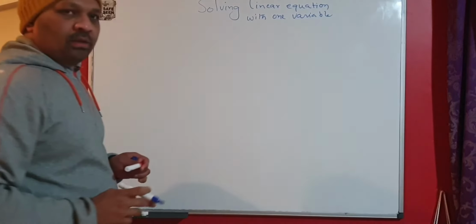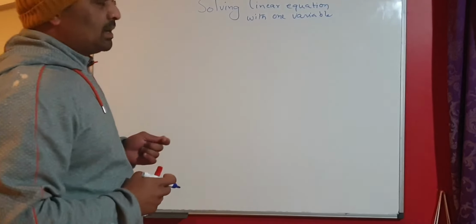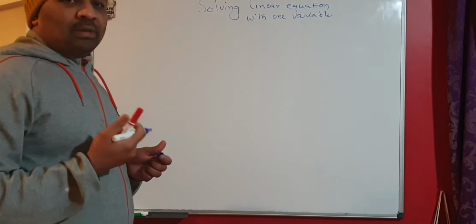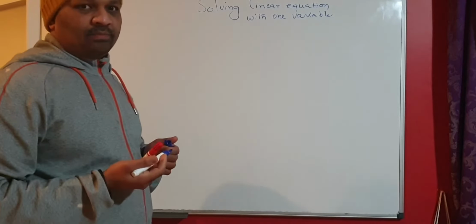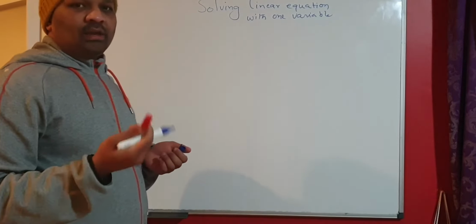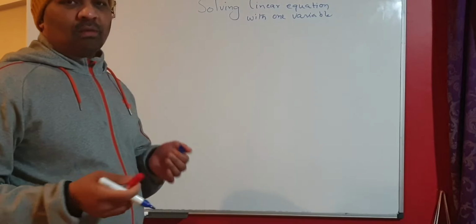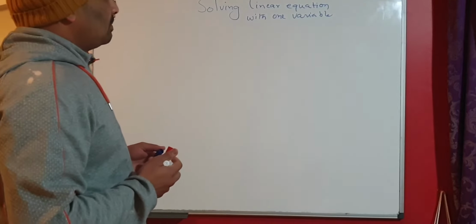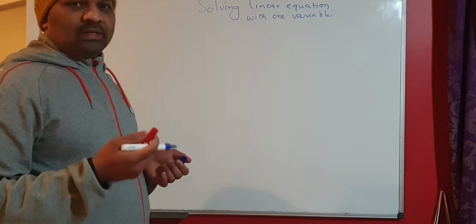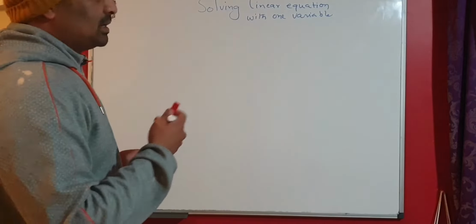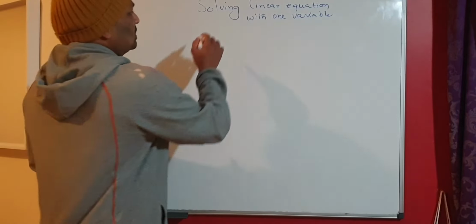With one variable. In mathematics, in algebra, what is a variable? A variable is something that is not known to us, whose value can vary from problem to problem. For example, x is a variable, a is a variable, b is a variable. All of these are variables that we usually refer to in algebra.